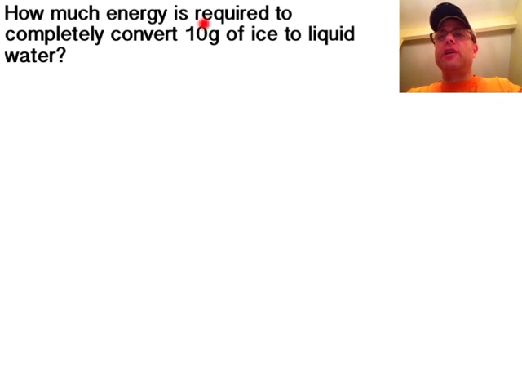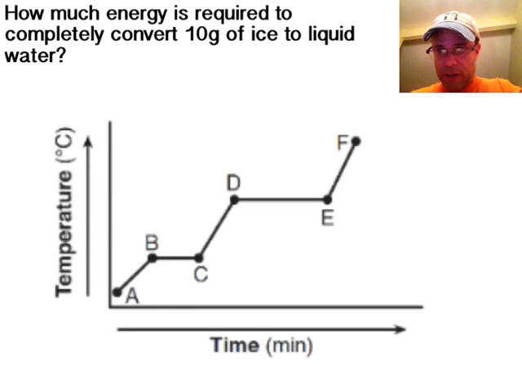It says, how much energy is required to completely convert 10 grams of ice to liquid water? So to completely understand this question, I must look at this map. And we are going from ice to liquid water between these two states here. And I notice that I do not have a temperature change here, so I'm not going to be using the formula that has the delta T. But what I am going to do is use the formula that involves the heat of fusion.